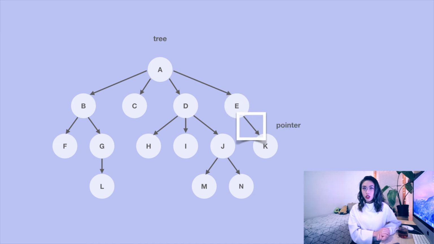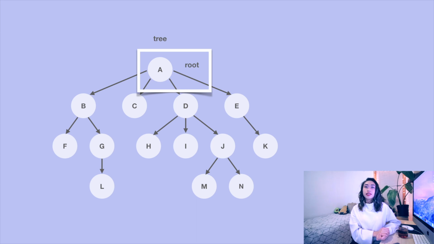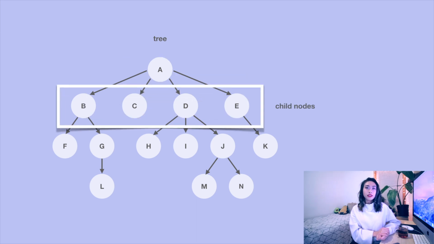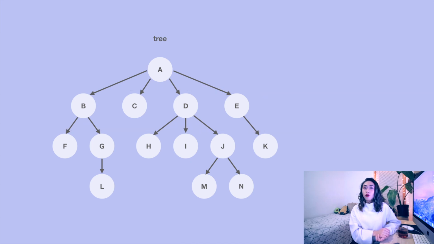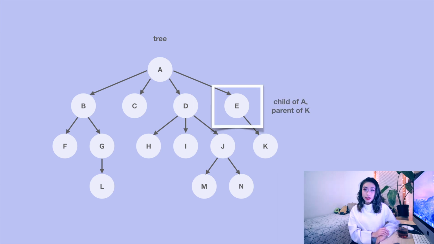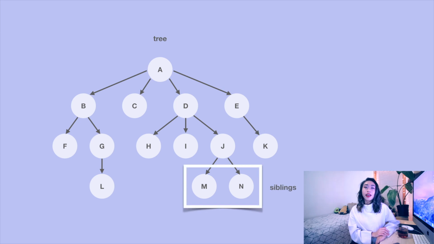There is one specific starting node called a root node. These nodes below it are its child nodes, which would make the root node its parent node. Child nodes can have their own child nodes, and so on and so on. It is possible for a node to be both a child and a parent at the same time. Two child nodes that are next to each other are called siblings, and any node that does not have a child is a leaf node.